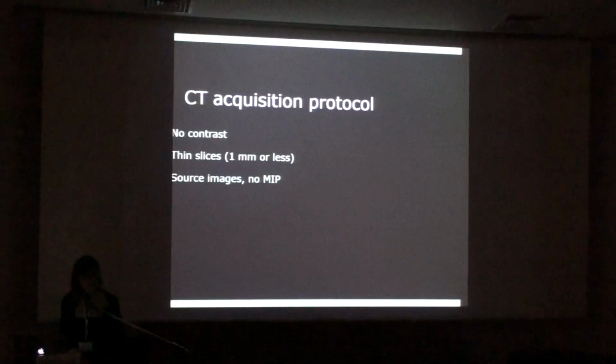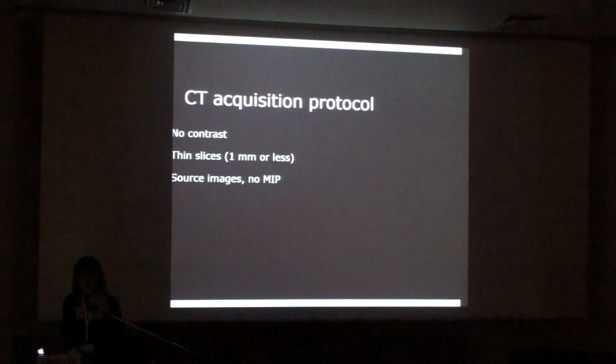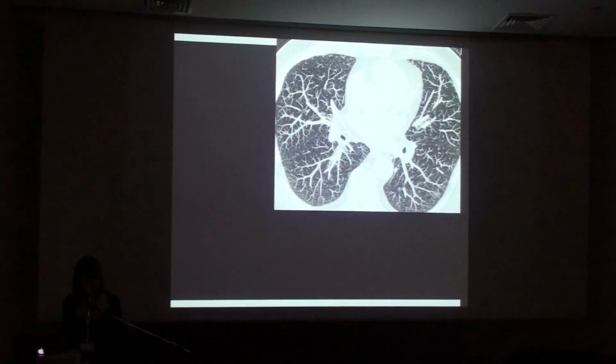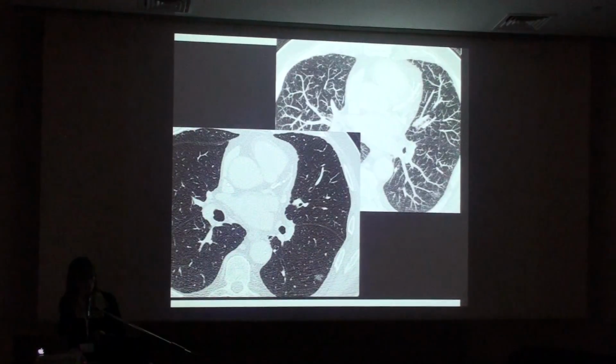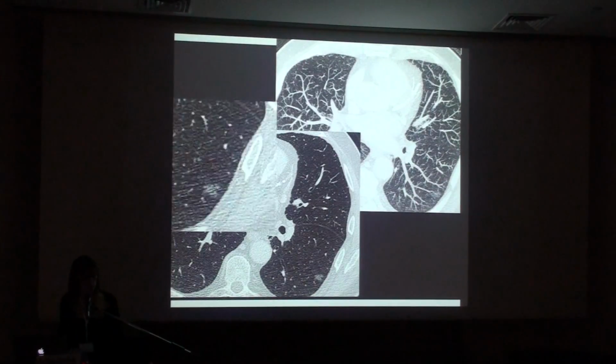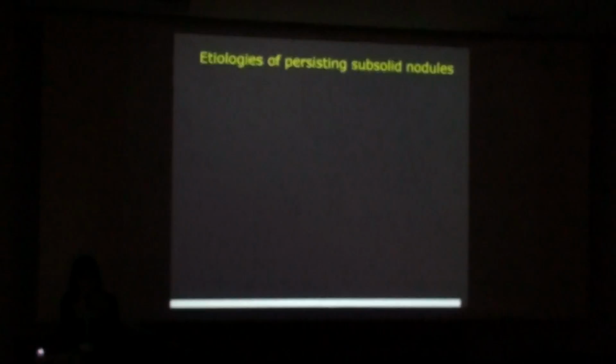So what about the CT acquisition protocol now? Very simple. We don't need any contrast administration. We need to have thin slices, and it's important to read source images and not MIP images. Indeed, this is here an example of a MIP reformation, and you will maybe agree with me that the subsolid nodule in this patient is quite difficult to detect as compared with the source image, and it is obscured by the MIP reformation. So we need to read source images.